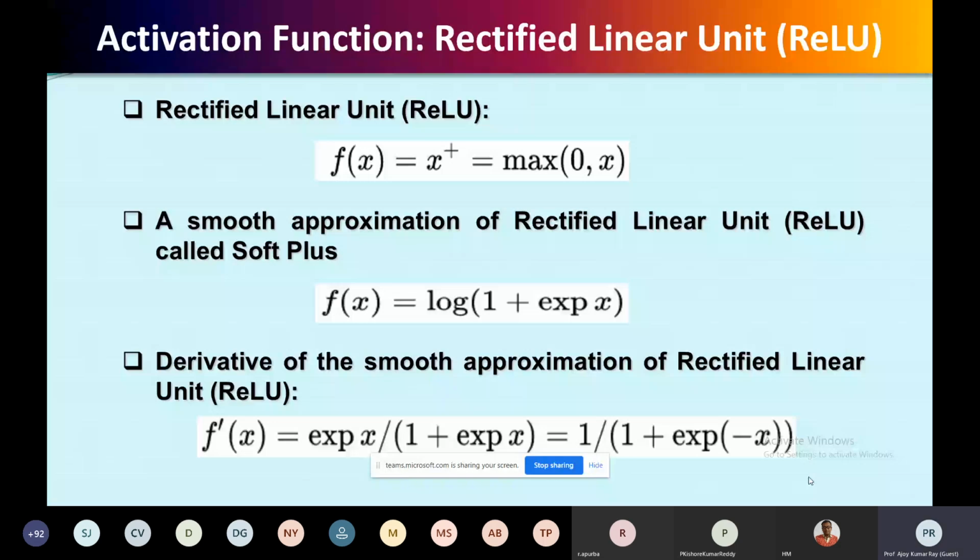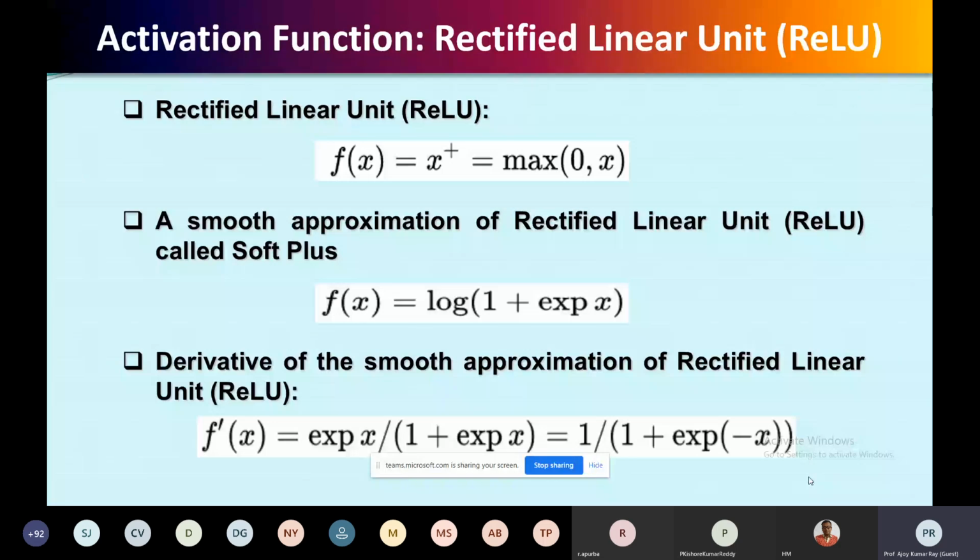What is this rectified linear unit? This is nothing but a rectifier. If x is greater than 0, then it should be x. If x is less than 0, it should be 0. Whichever is higher will be taken. So this is the maximum of 0 and x. This is the rectified linear unit, and in the previous slides you have seen that this activation function is very important in any neuron.